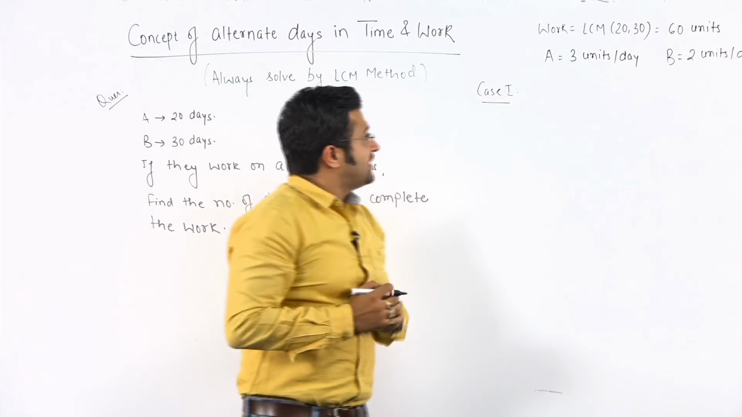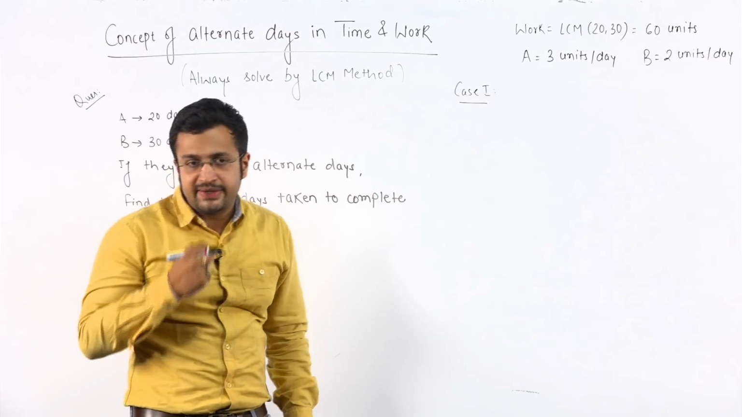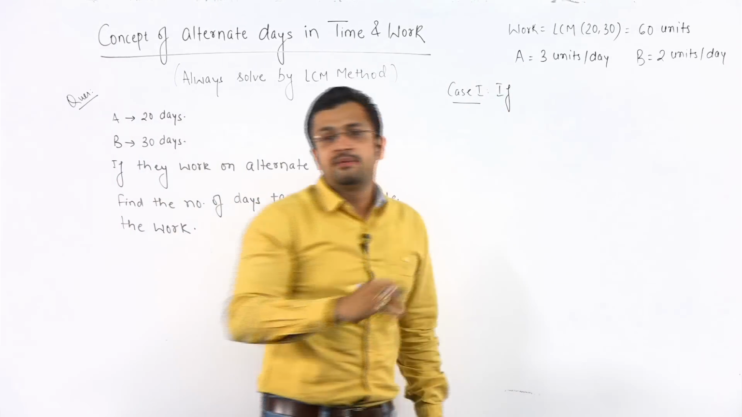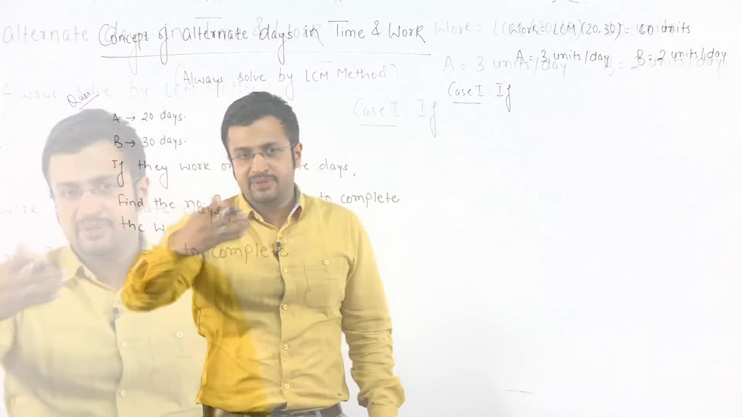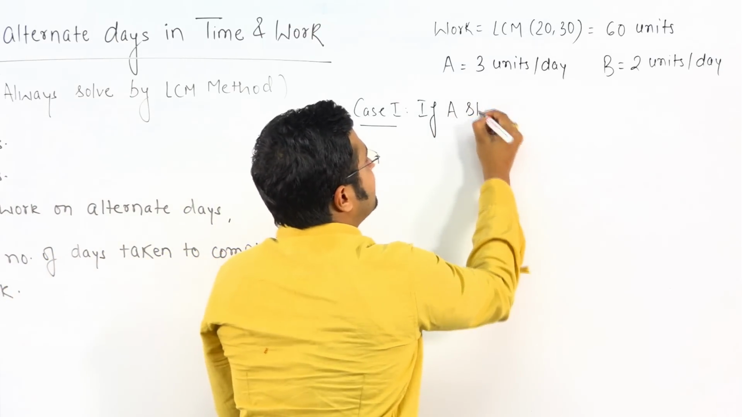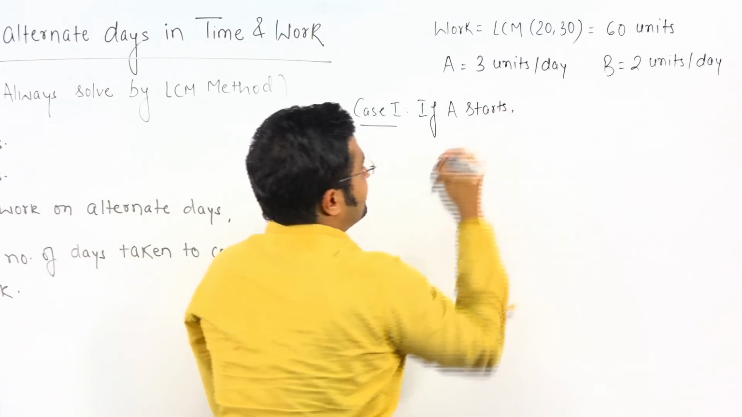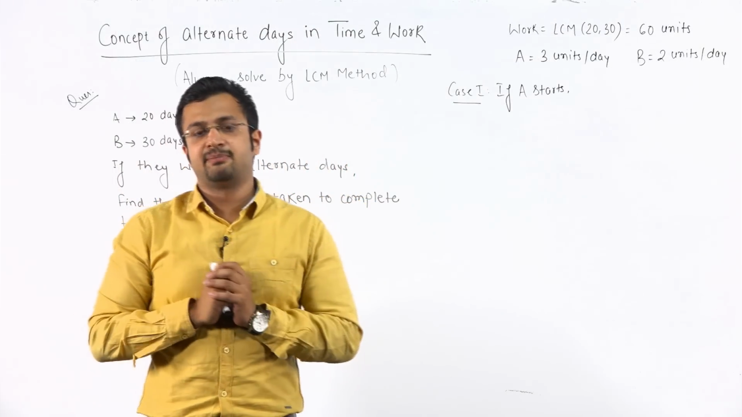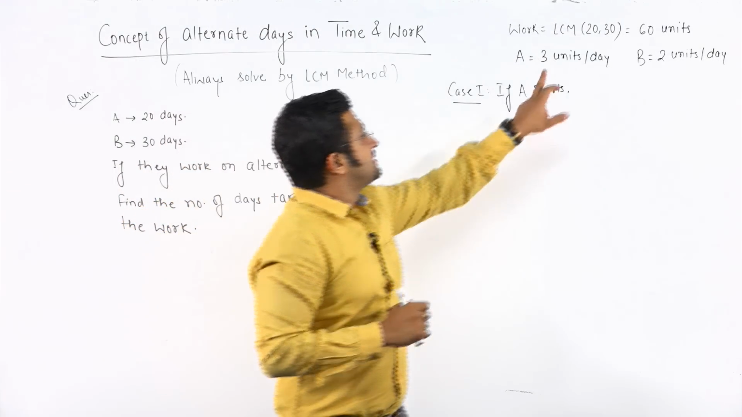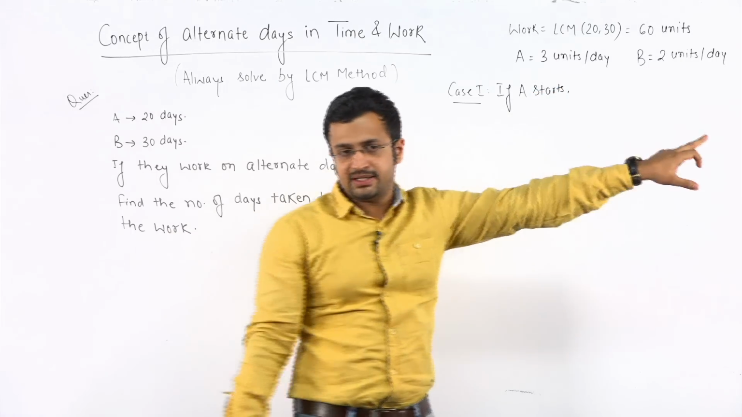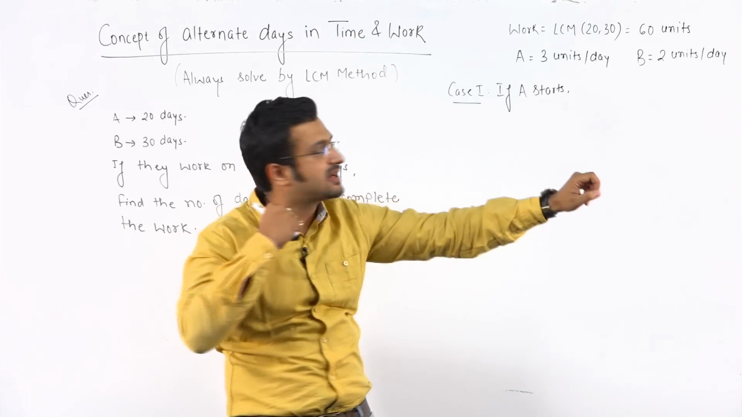Fine. Now we'll take case 1. Case 1 is if A starts the work. That means if A works on first day, B on second, then A, then B, then A, then B. Okay, if A starts the work, how many units will be completed in one day? First day, 3 units will be completed. Then B will work on second day. That means on second day, 2 units will be completed.